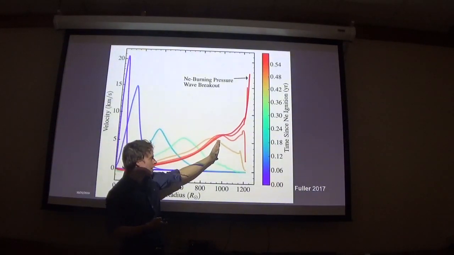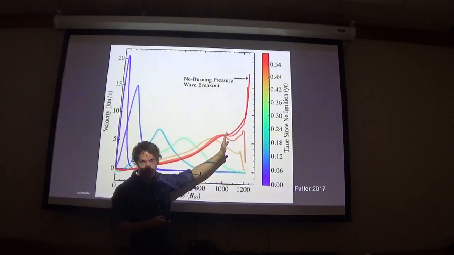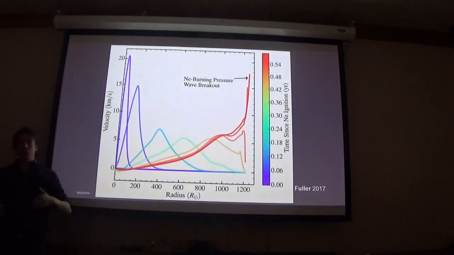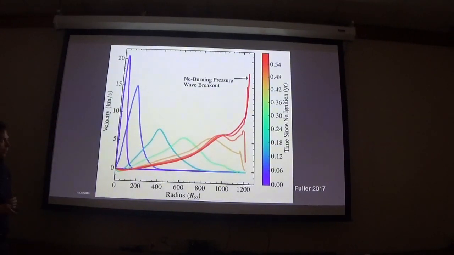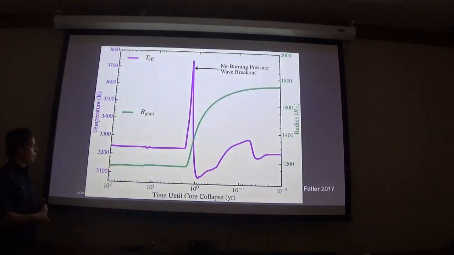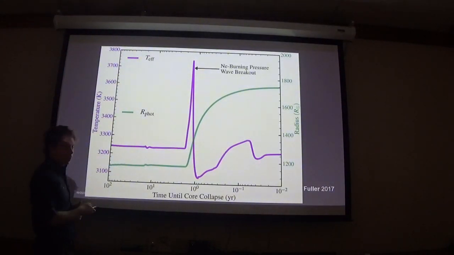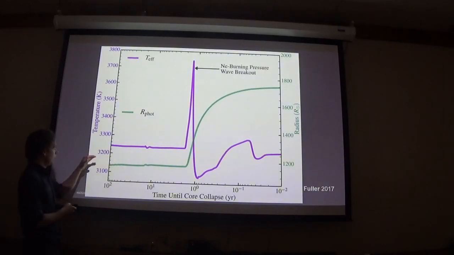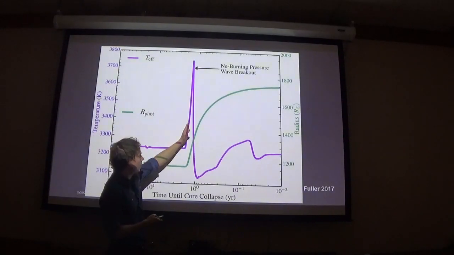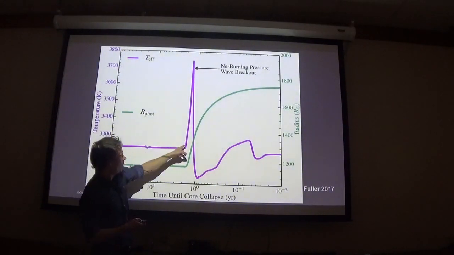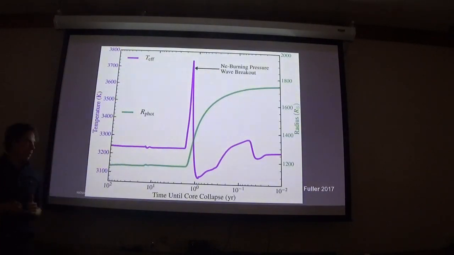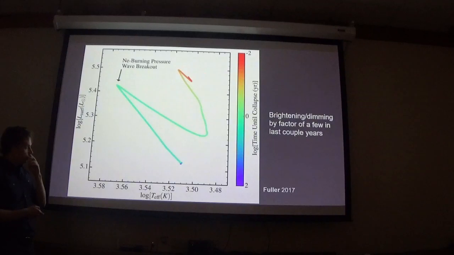When it reaches the surface layers, it reaches a Mach number of order 1 in these models. So it produces a weak shock near the surface of the star. And that shock helps increase the entropy of the material and start to unbind it and lift it up. So I call this a pressure wave breakout instead of a shock wave breakout. So it's Mach number of order 1. And what happens in these models is when that shock wave or pressure wave breaks out, we get a change in the temperature of the star, and the star starts puffing up a bit. So we'd expect some photometric modulation associated with that.